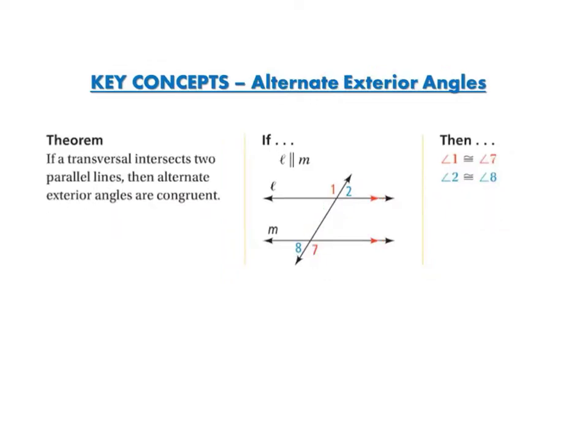Alternate exterior angles are outside the two parallel lines on opposite sides of the transversal. If a transversal intersects two parallel lines, then alternate exterior angles are congruent. That means angles 1 and angle 7 have the same measurement. Angle 2 and angle 8 also have the same measurements.